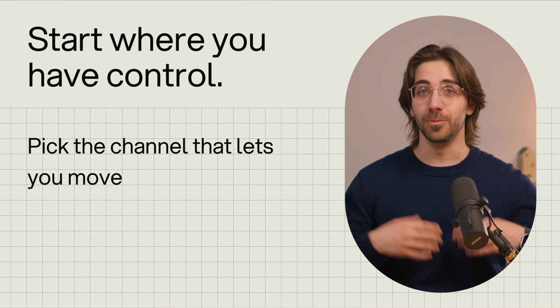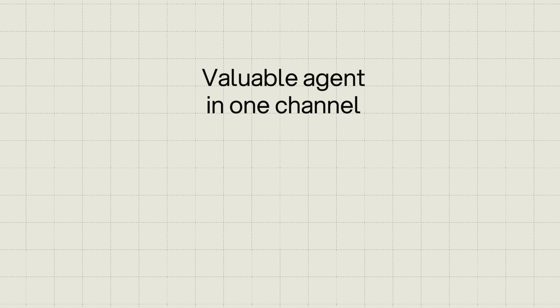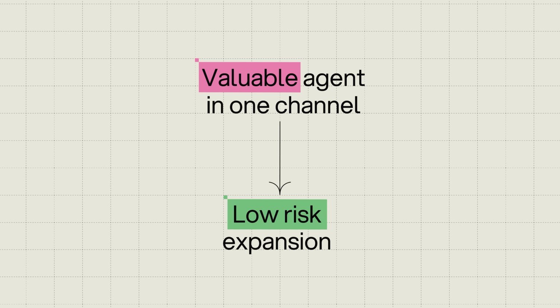Start where you have control. Pick the channel that lets you move fastest and gather real usage data. If you can deploy on your website without depending on another department or a freelancer, do that. If your customers primarily use a messaging channel, choose the one that's easiest to test and maintain. The goal is to remove friction, not to impress anybody with a multi-platform rollout. Once the agent proves value in one channel, expansion is straightforward and low risk after that.